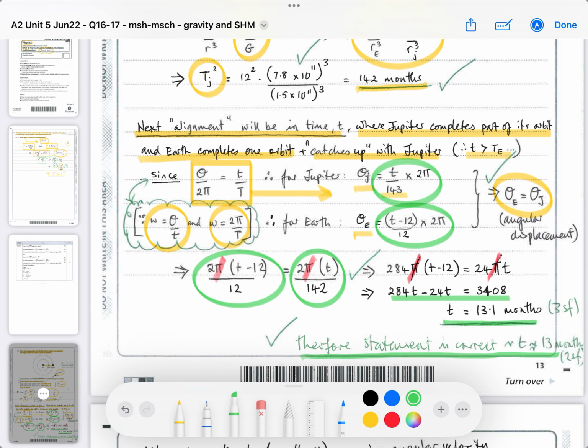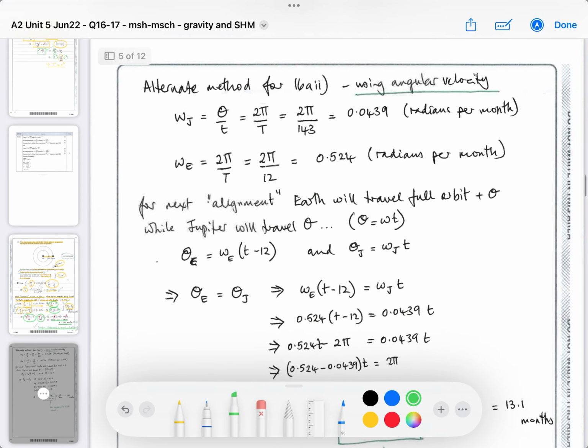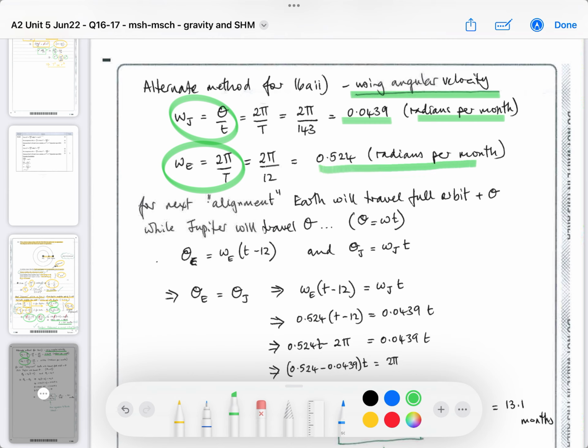Now, there is an alternative method which the student who showed me was trying to do using angular velocity. So this is an alternative method. And what she did was she worked out the angular velocity for Jupiter, which came to this many radians in 1 month that it travels, and did it for the Earth. And obviously the Earth goes through a bigger angle each month. So that's the value for Earth, again per month. So you can see how she did it.